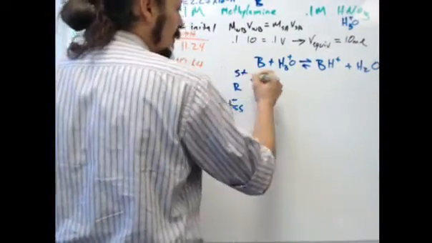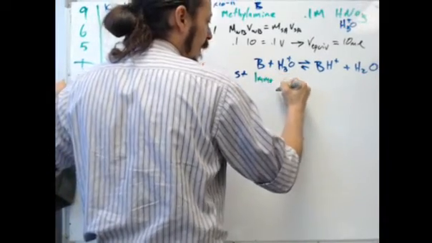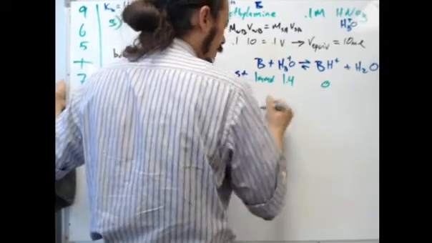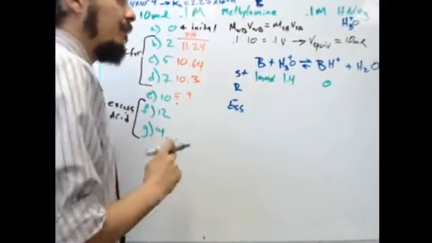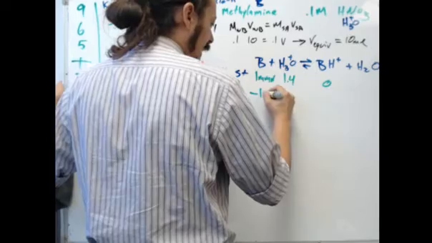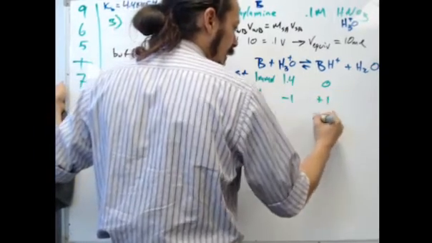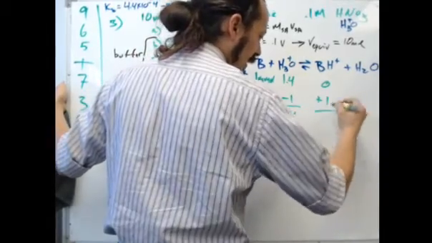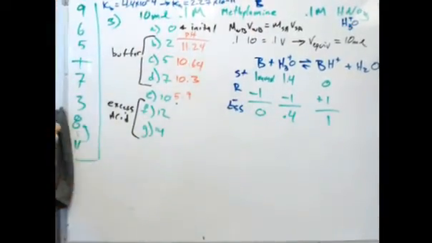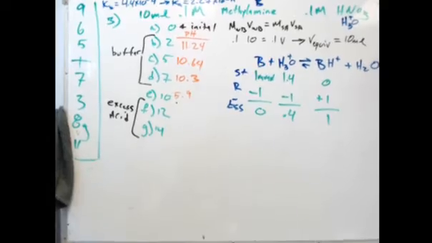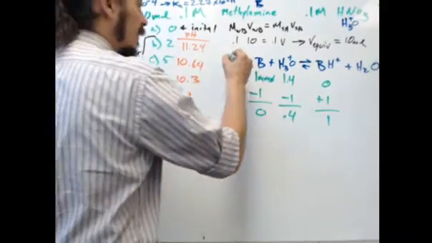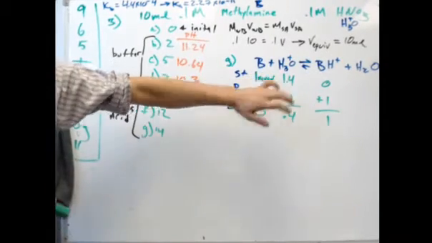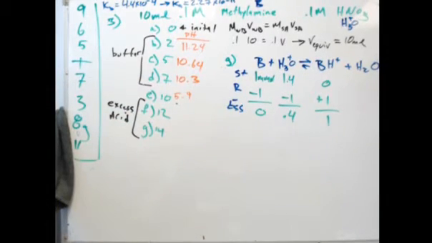I'm still starting with 1 millimole here. But now I've got 1.4 millimoles there. I got 0 there. My weak base becomes the limiting reactant. I'm going to have -1, -1, +1. I'm going to get 0, 0.4, and 1. Right? This is because we are now looking at the situation where the acid is in excess.